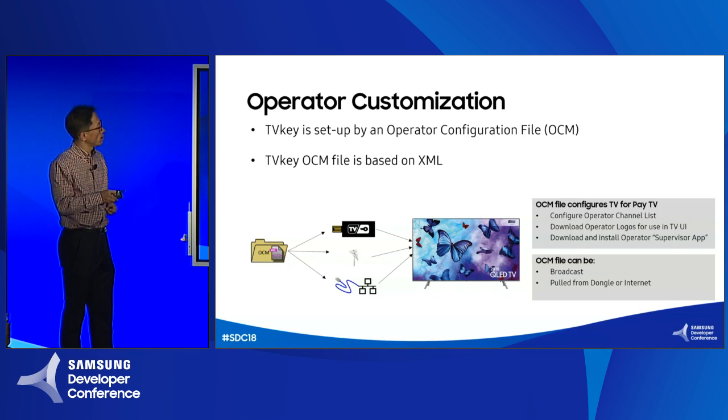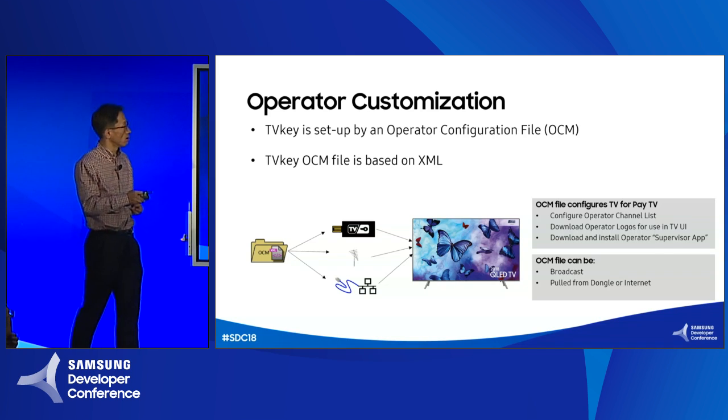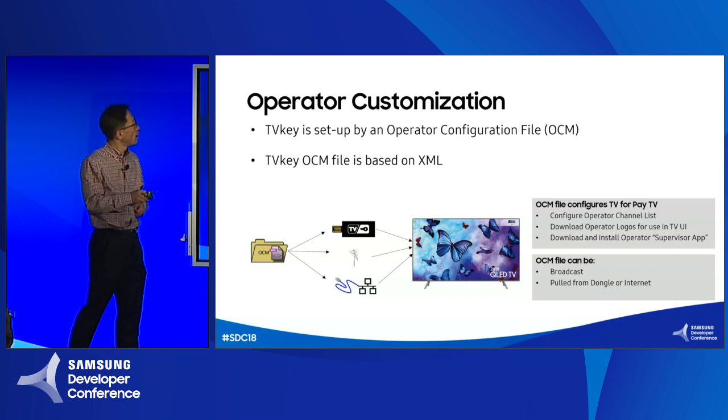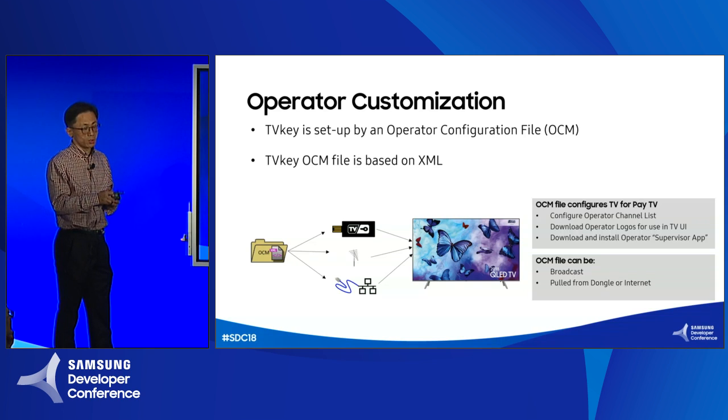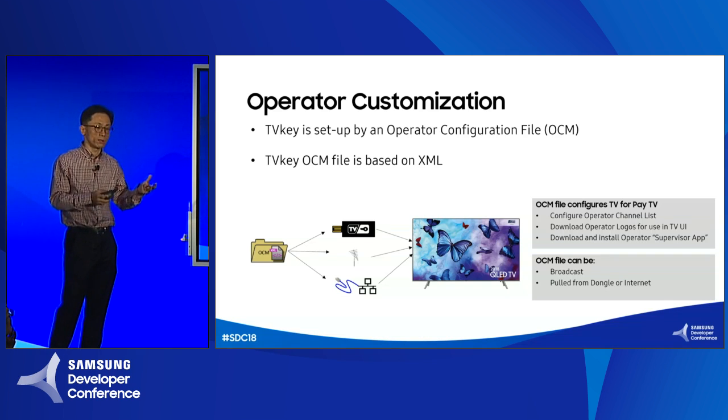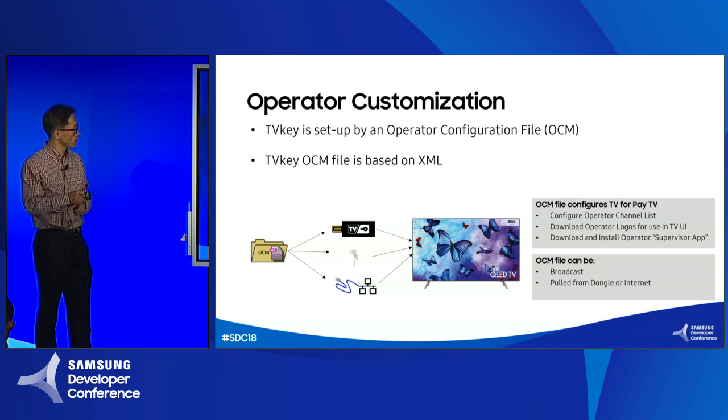Here is what kind of function can be provided with the OCM file. The operator's channel list is packaged in here. And the operator logo. You might be familiar with the operator's logo itself, right? So the logo can be packaged here as well. Also, download and install the operator supervisor app. The supervisor app will be explained later, but this is basically the operator's UI application. Again, as I already explained, it can be downloaded through broadcasting and the dongle internet.